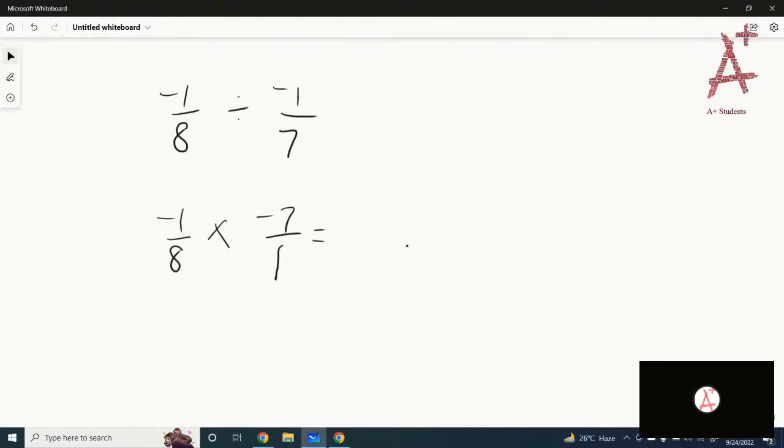So multiply the numerator times numerator. You are multiplying two numbers that have the same sign, so their answer must be positive. So negative 1 times negative 7 is 7 and 8 times 1 is 8. So the answer is 7 over 8. Got it? So select the correct option and click on the OK button.